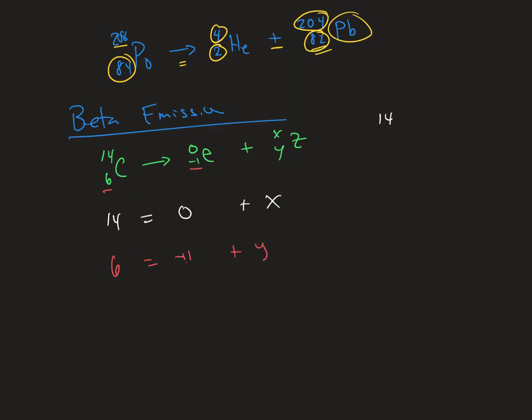How do we solve for Y? We add 1 to both sides. You with me? And it gives us 7. And so what element has an atomic number 7? Nitrogen. I'm not going to say that anymore. You can tell me. Okay. I just want to make sure we all got this. Okay. So that's our leftover isotope.